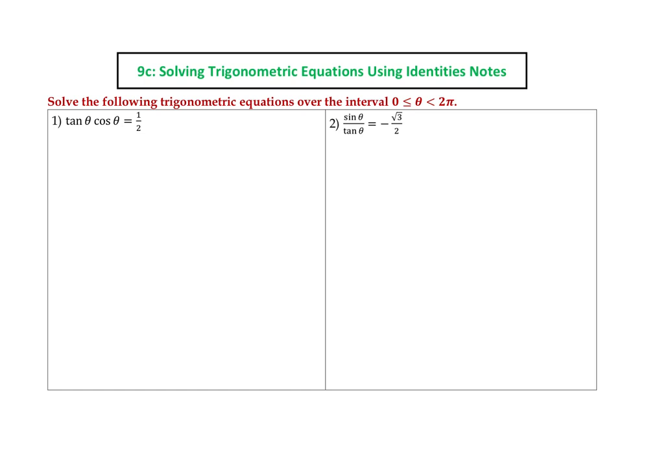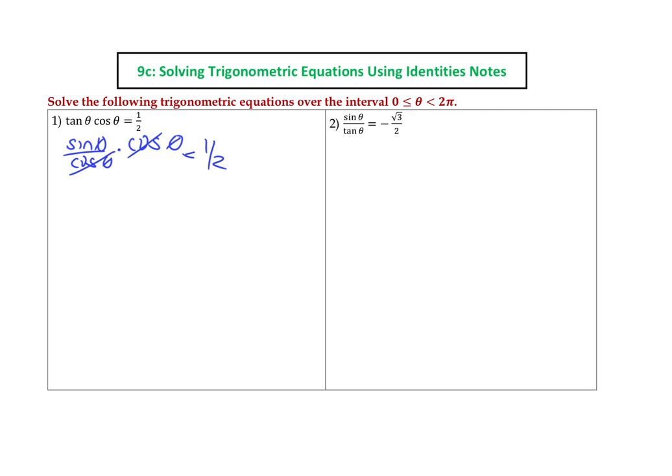Okay, now day 3 of solving these equations. We're going to have a little bit of the identities thrown in. So the first thing that we see is we have tan theta times cosine theta. So let's rewrite tan as sine theta over cosine theta times cosine theta equals 1/2.